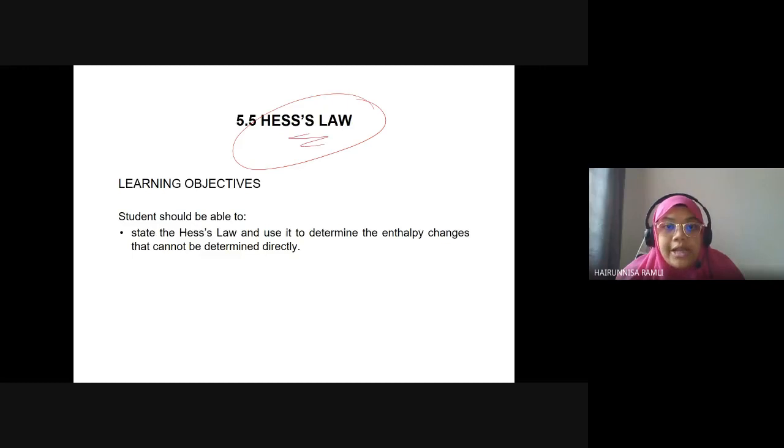Okay? Kalau direct method cuma, tadi saya repeat eh. Kalau direct method, you just use enthalpy formation to get the enthalpy of reaction. Tapi kalau information given, ada yang bukan formation. So you tak boleh guna cara itulah. You have to use Hess's law. Where the enthalpy change cannot be determined directly.